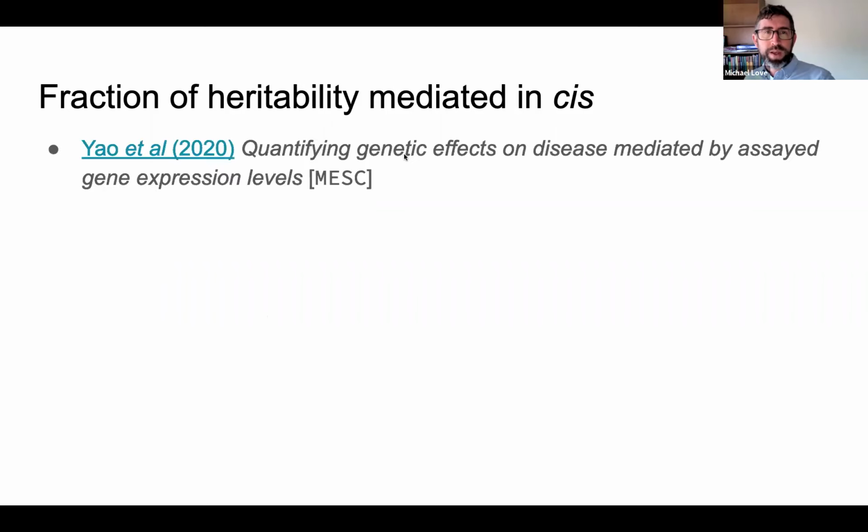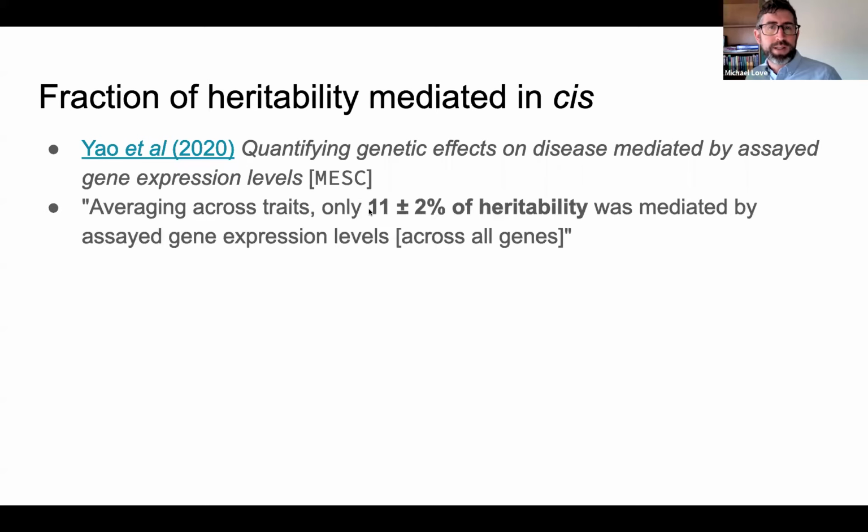So these numbers seem like they're drawn out of the blue, but these can be informed by recent work. For example, the MESC paper tried to quantify genetic effects on disease by assayed expression levels, and they estimated that 11% of heritability was mediated by expression heritability across all genes. And this is obviously an average, so it's going to go up and down for different traits. And this is across all genes. So the amount that we can expect for a single gene has to be much lower, likely much lower than this.